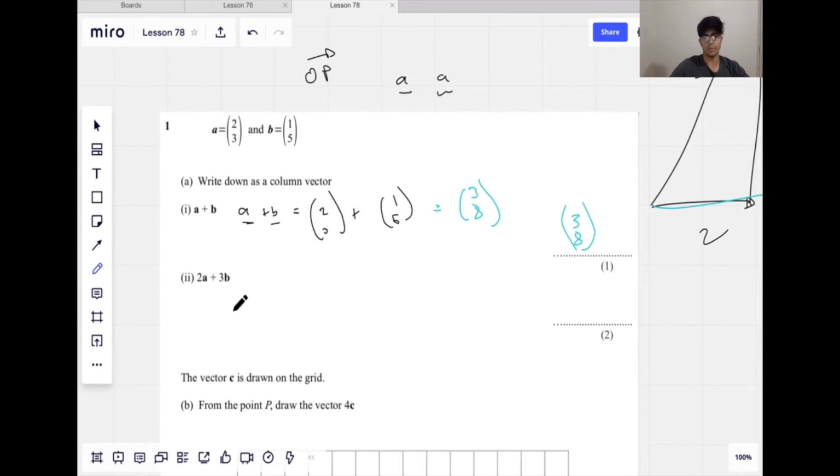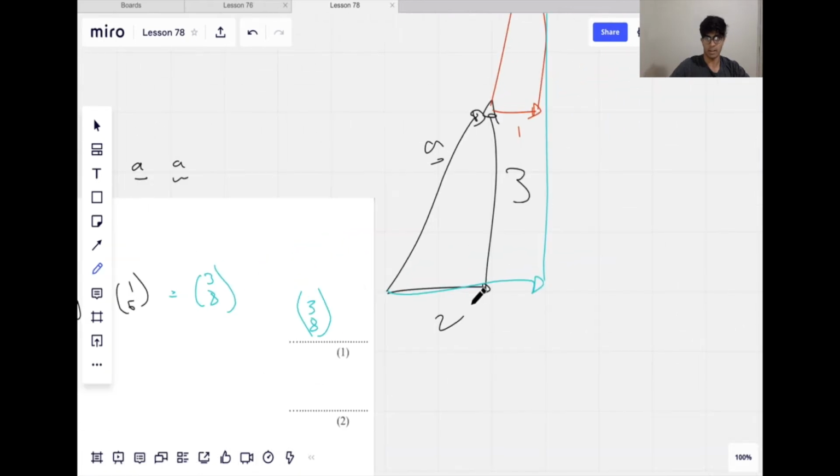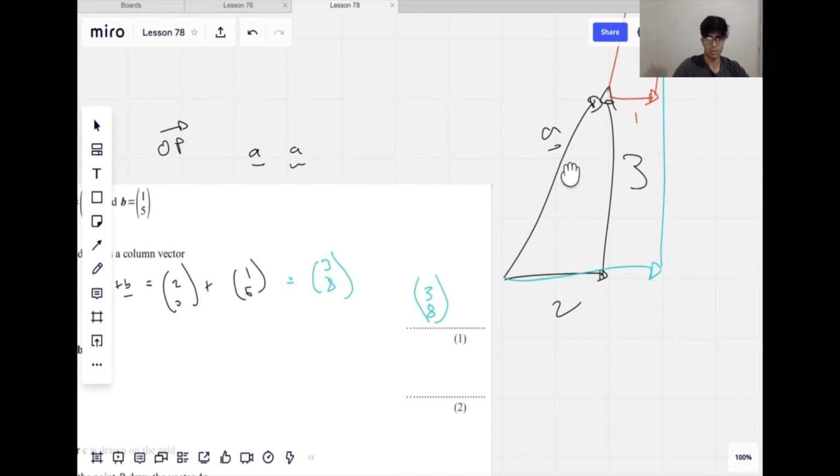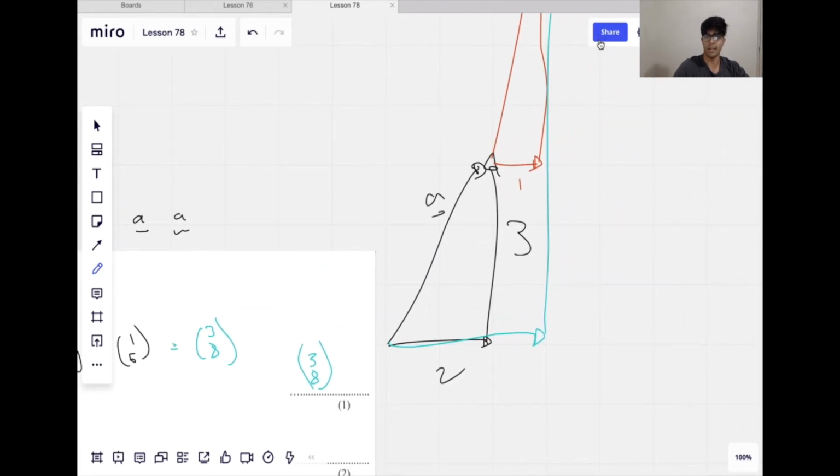2A plus 3B. Okay, well this is asking us to do A twice, and then B 3 times. So we do the motion A, so whatever A is, 2, then 3. And then we do that, 2, then 3, and then 2, then 3 again.